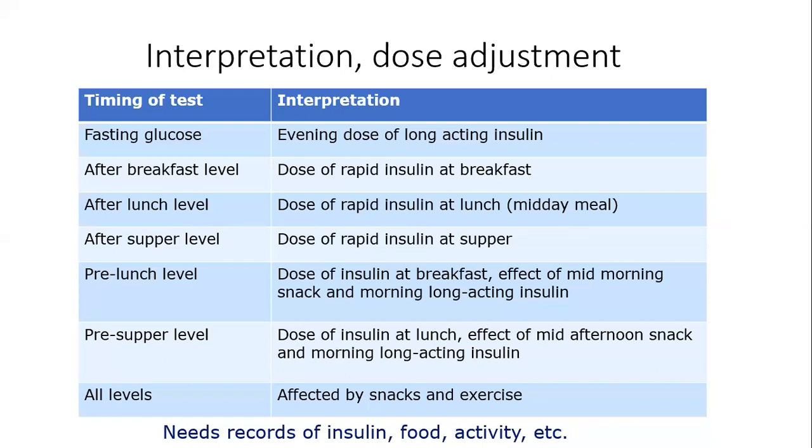Now, this is a repeat: you need the records of the insulin, the food, and the activity, so that when you are analyzing your blood sugars and the doses of insulin at a particular time, you know how much insulin was given, what food was taken, and how much activity was done. Adjustments of insulin will depend on the blood sugar, whether it's going high or going low, usually 10 to 20%, if you want to either raise or lower your insulin and see the response.